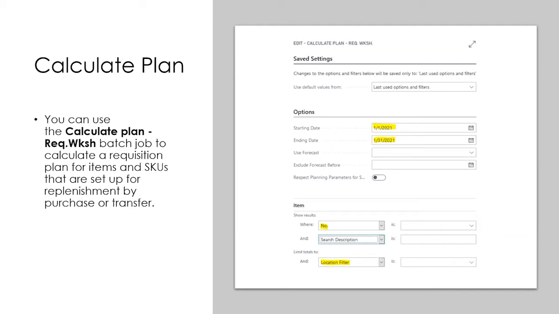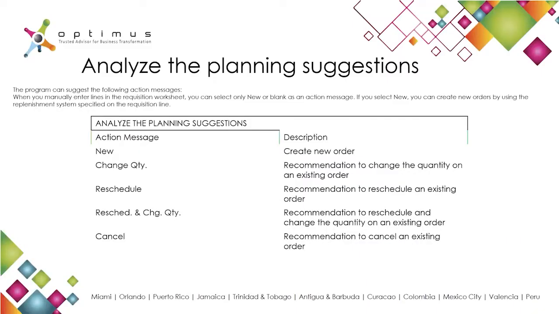So this is how we work with the calculation plan function, and we are going to see how to analyze the suggestions, okay? We have all these options that we see in this table. The analyze planning suggestion column gives me different options: action message, new, change quantity. And you might be thinking, okay, so these are the options. Here we call them action suggestions, all right? Or action messages.